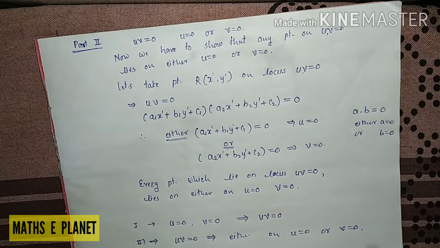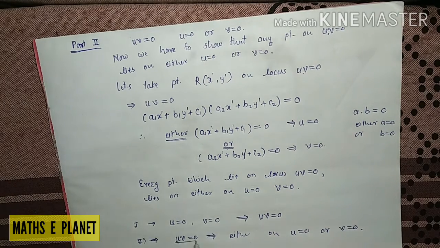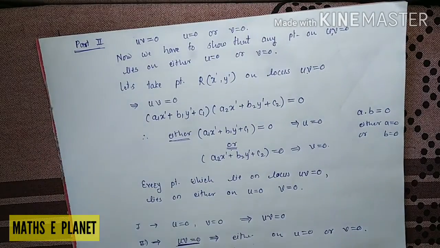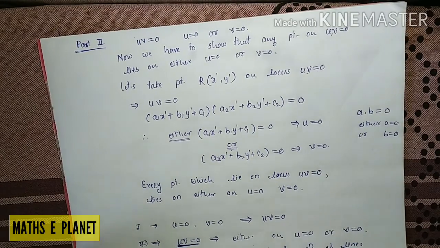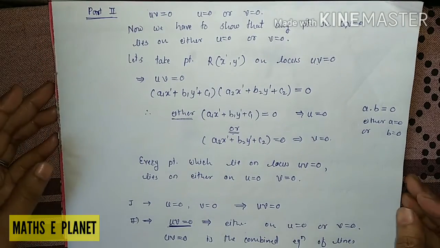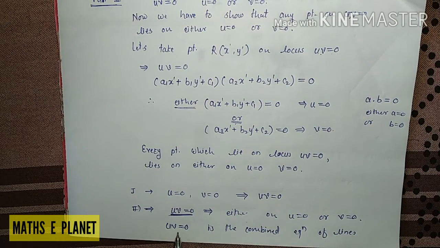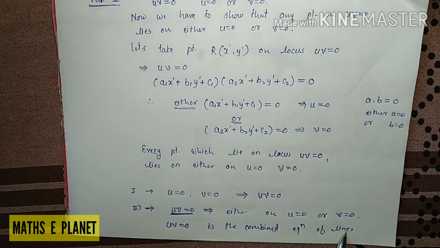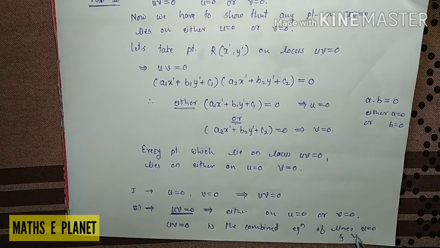So from these two cases we can easily say that the equation u into v is equal to 0 is the combined equation of lines u is equal to 0 and v is equal to 0.